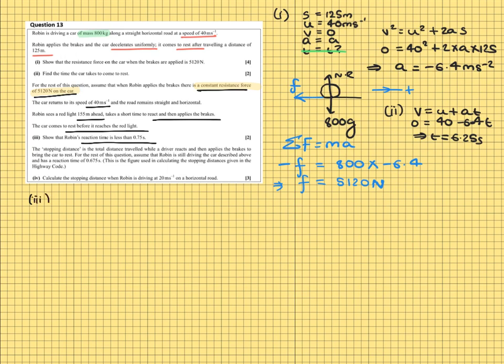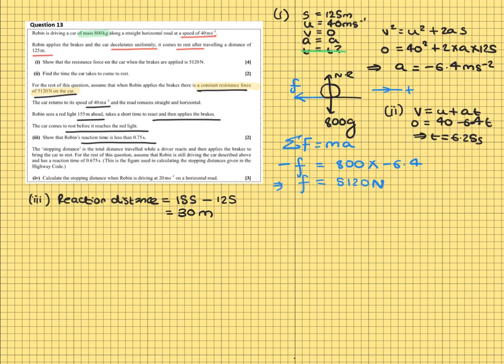Part 3. So we know that the red light is 155 metres ahead, and we know that the stopping distance from earlier on is 125 metres. So we need to calculate the reaction distance, which is equal to the total distance away to the red light, subtract the stopping distance required for a car travelling at this speed, which is 125 metres. So the reaction distance, as we'll call it, is 30 metres.